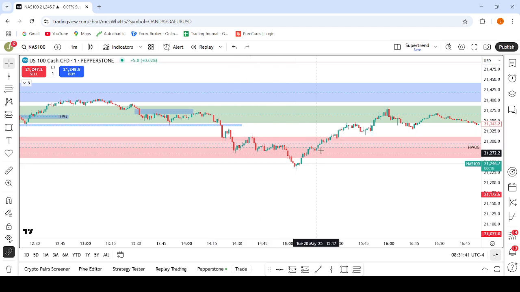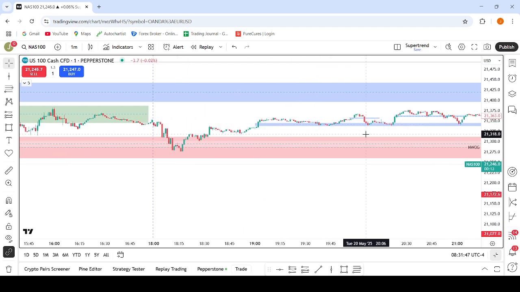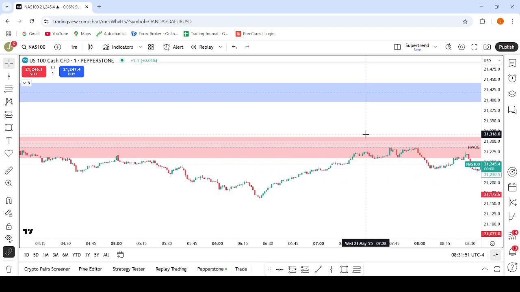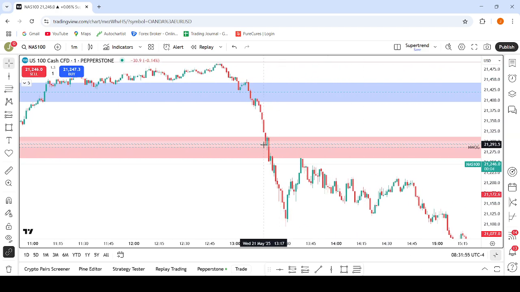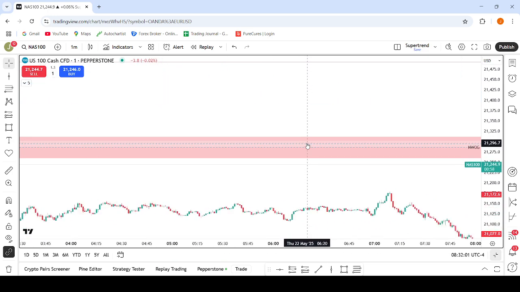Obviously it does pass through it here and back through it. Again, you've got another unicorn model right here, straight through. So this is why sometimes it's good to keep these things on, because again, it's a clearly significant reference point for the algorithm.